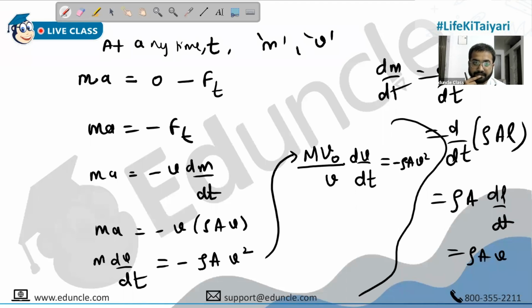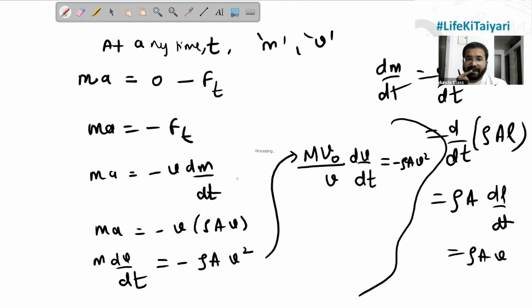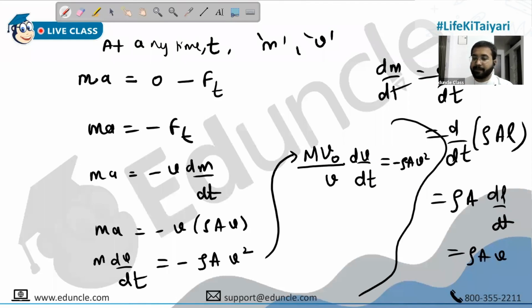Sir, M equal to 0 minus F T, how? F T should be there, no? No, because MA is in the forward direction. Thrust is going to act in the backward direction, no? Because particles are sticking on the spaceship, so it is going to push the spaceship in the backward direction, no? Yes, sir. Okay. And minus only tells you that it is retarding.